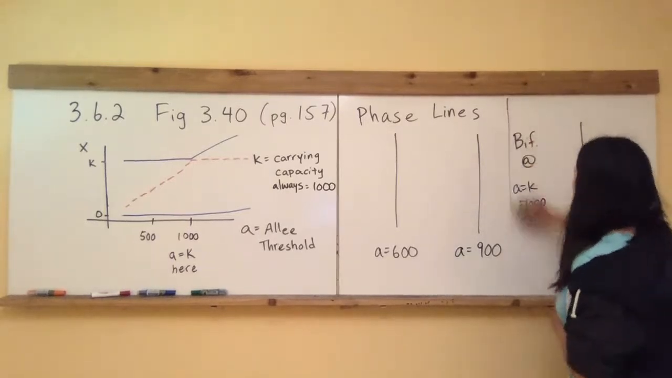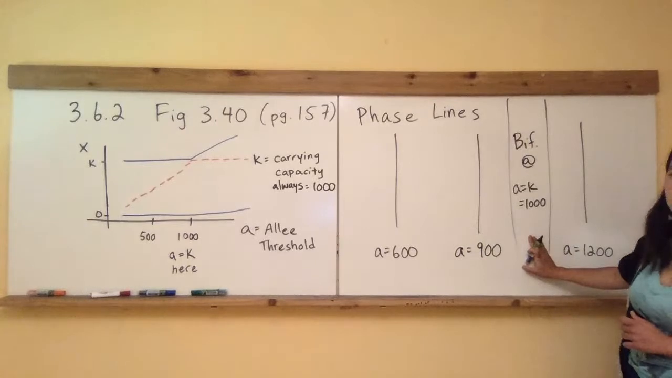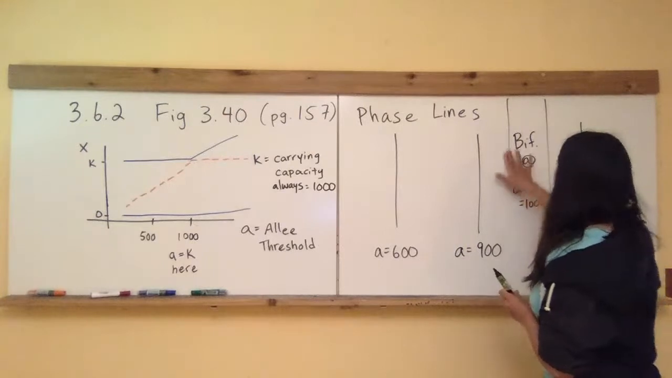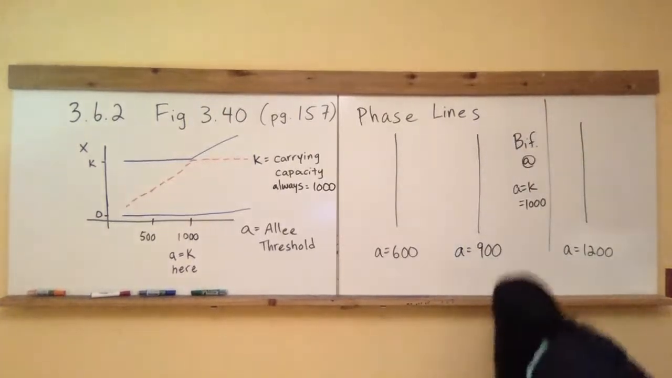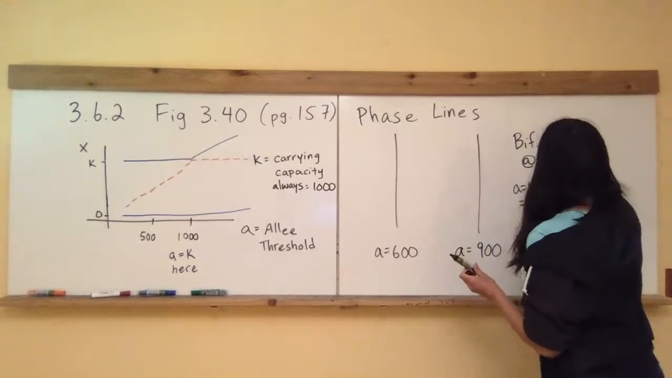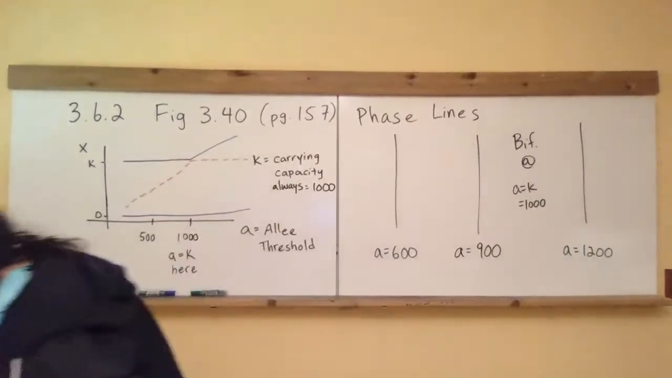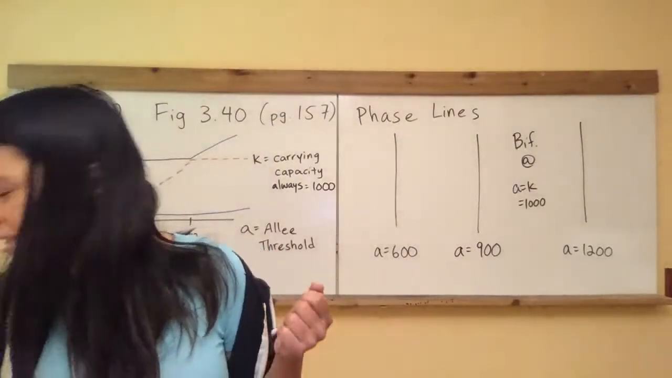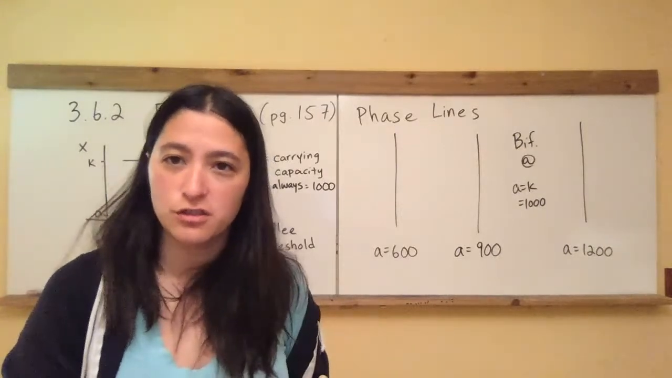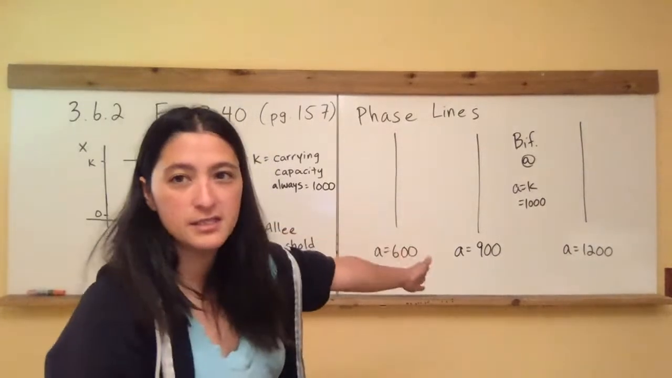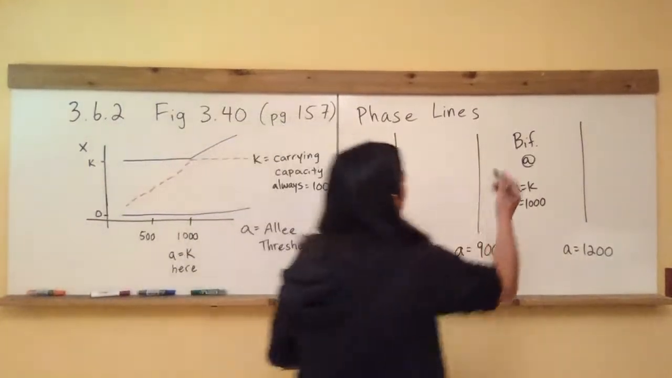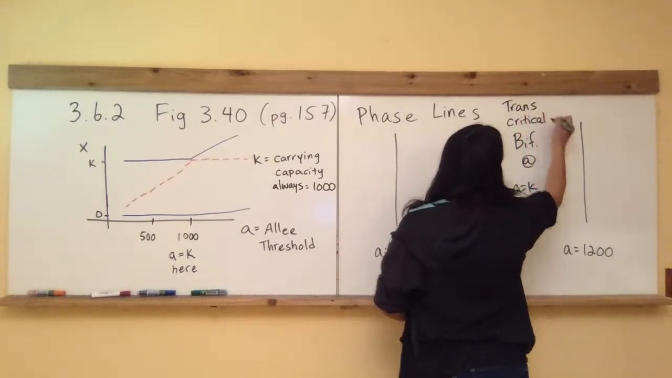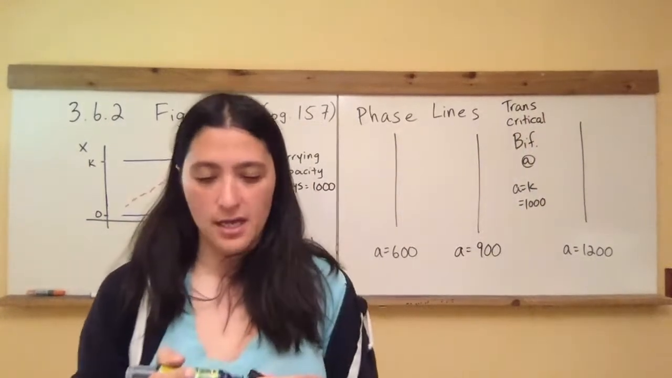The bifurcation is not really shown on the diagram. The bifurcation is not being asked for, but I just wanted to mark it when I'm drawing these phase lines. It's a little too confusing when I put lines there. They don't ask you what type of bifurcation occurs because this is the place where they introduce the transcritical bifurcation. Between A equal to 900 and A equal to 1,200, the transcritical bifurcation occurs right there when A is equal to K at 1,000.